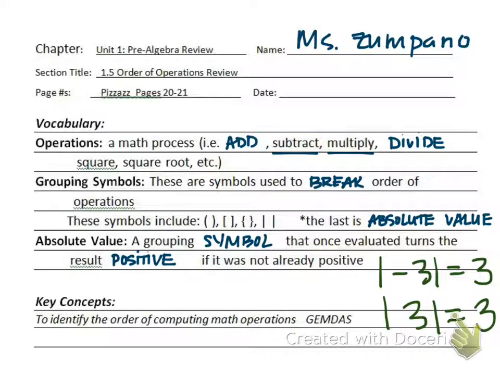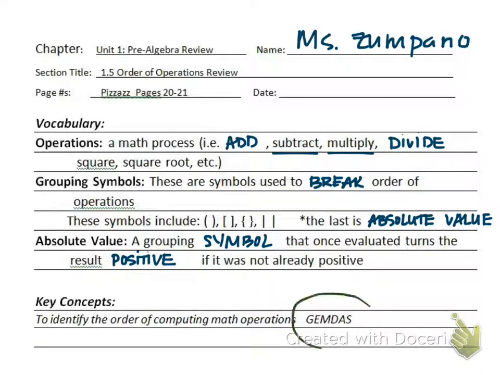Let's go ahead and take a look at some of the key concepts on how to identify the order of operations, on how to compute. And again, we're taking a look at GEMDAS. You're probably familiar with PEMDAS, where we start with P for parentheses. In this case, we're going to incorporate all types of grouping symbols, so we're going to use the G instead. So the G represents grouping symbols, the E exponents, the M and the D for multiplication and division, respectively, and the A and the S for addition and subtraction.